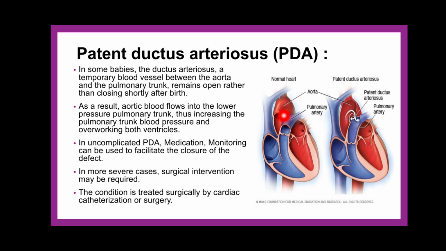it will result in the condition wherein the aortic blood, as you can see here in the arrow, will flow into the pulmonary trunk, and the pressure in the pulmonary trunk will rise, and eventually it will increase the overworking of both the ventricles. Why? Because the left ventricle is giving the blood to the aorta.